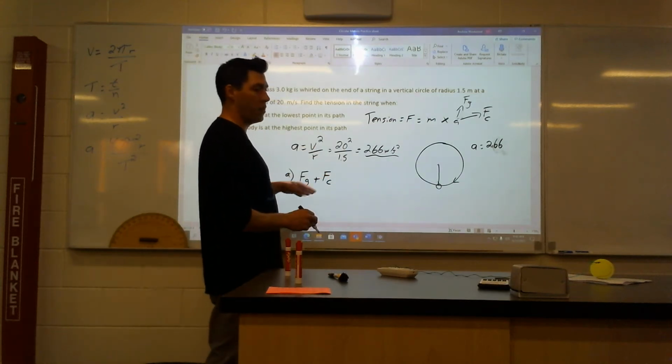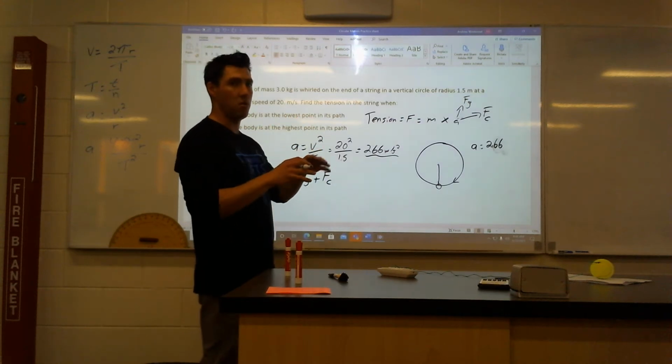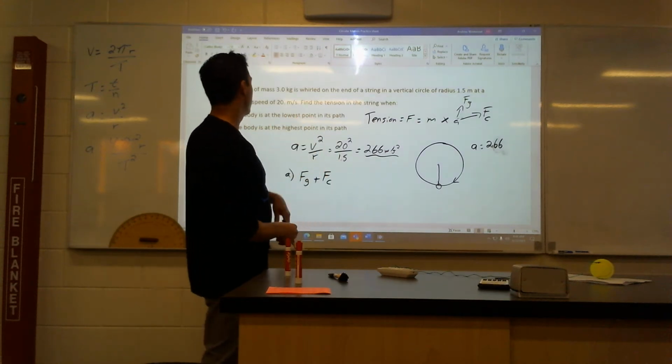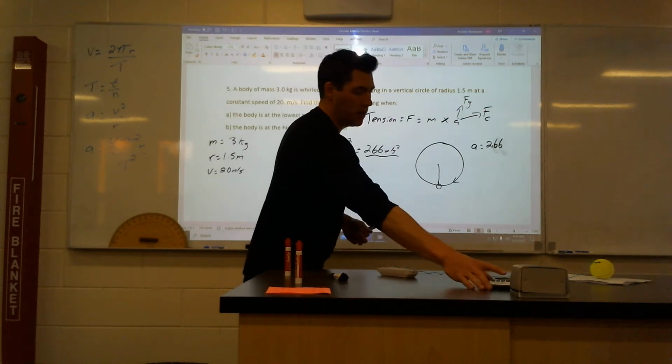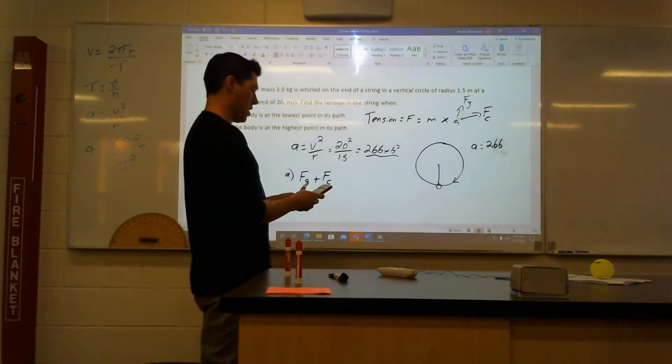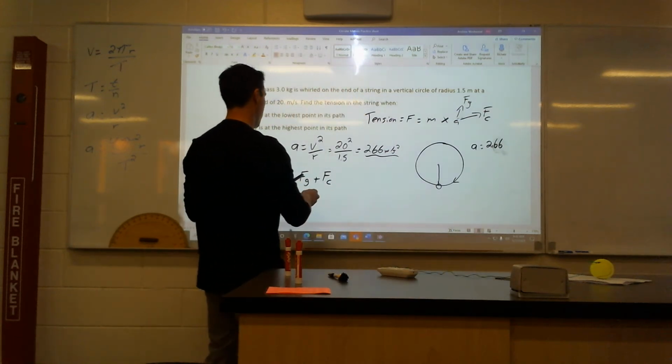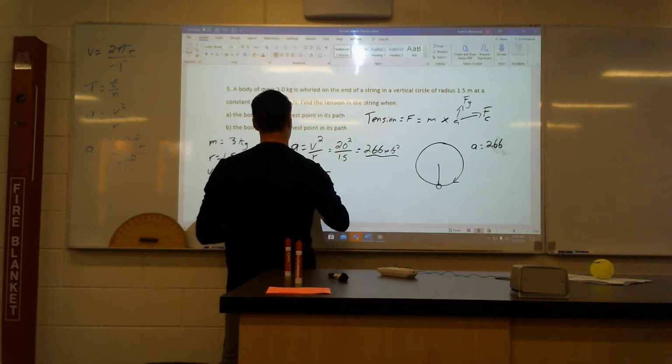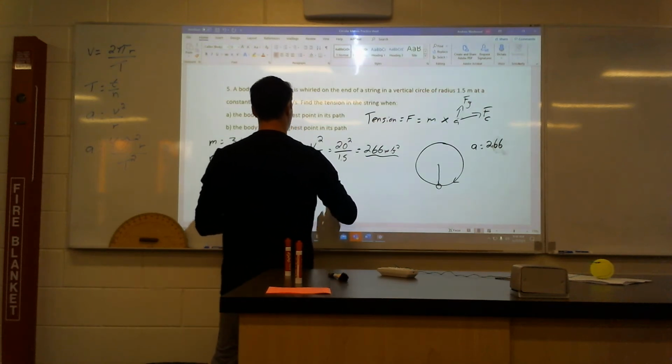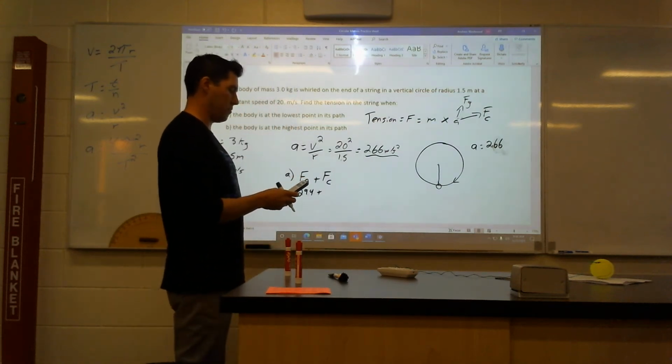For the force of gravity, I'm going to go with my simple mass times gravity, so just 3 times 9.8. When I go 3 times 9.8, I get 29.4, plus the 266 times 3, which is the big number.